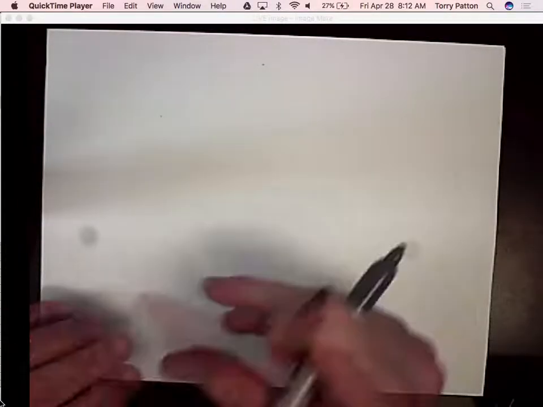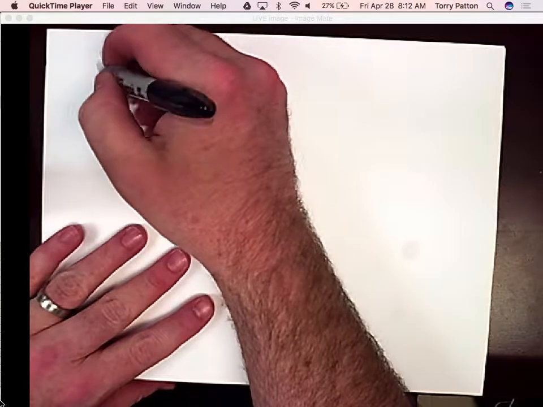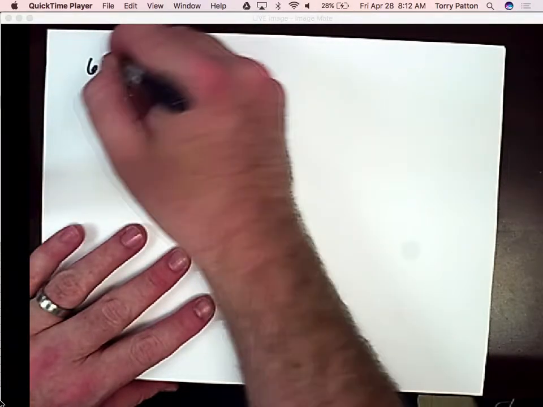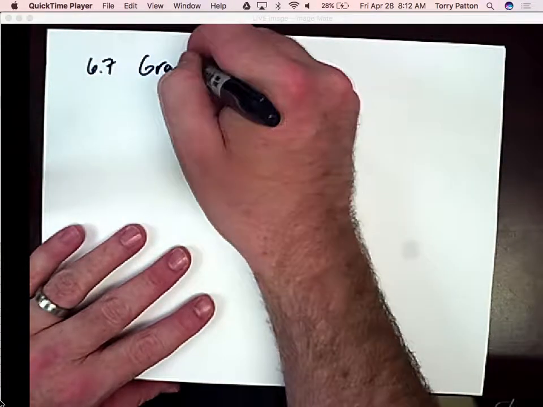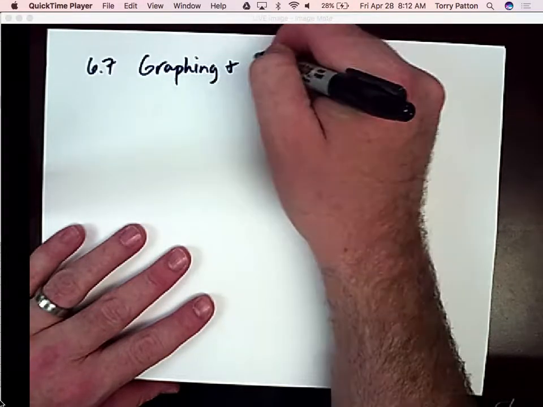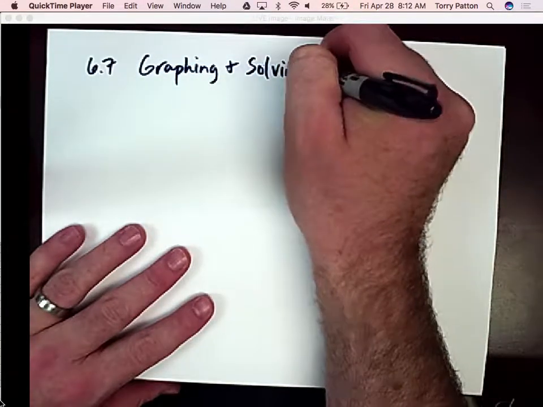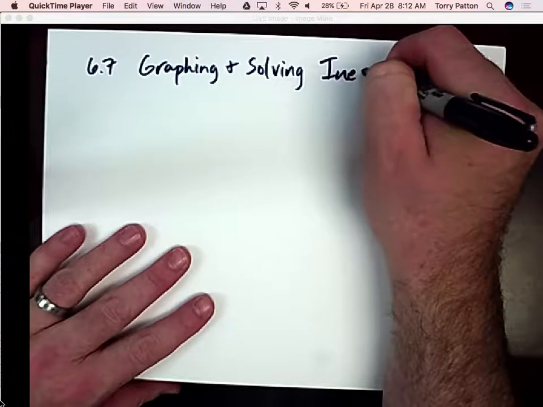All right, so we're doing 6-7 today, and it is graphing inequalities. Okay, so 6-7, graphing and solving inequalities.